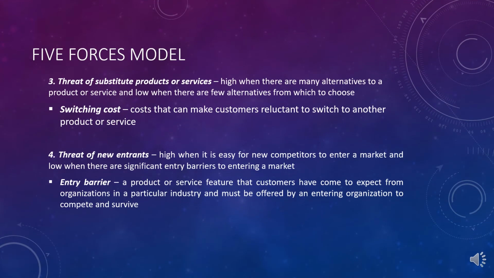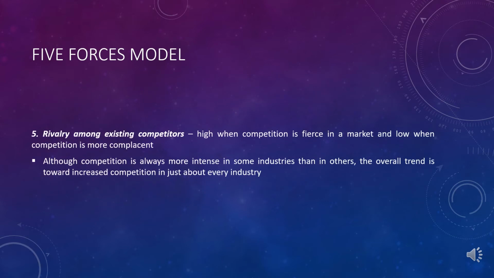Number 3, threat of substitute products or services. High when there are many alternatives to a product or service and low when there are few alternatives from which to choose. Number 4, threat of new entrants. High when it is easy for new competitors to enter a market and low when there are significant entry barriers to entering a market. Number 5, rivalry among existing competitors. High when competition is fierce in a market and low when competition is more complacent.